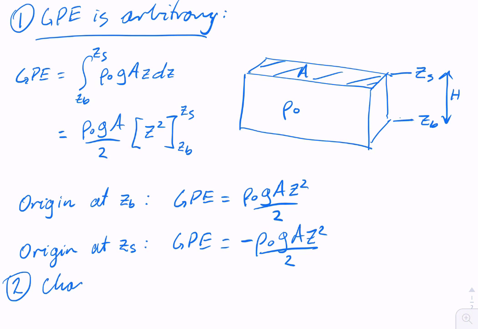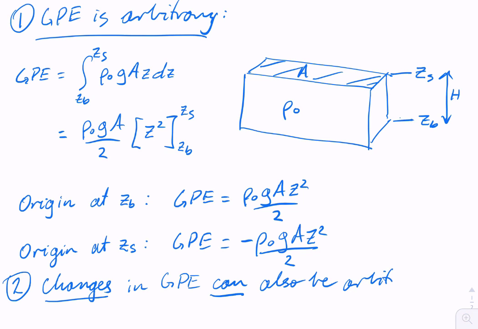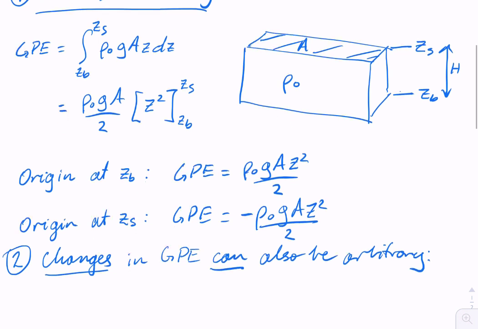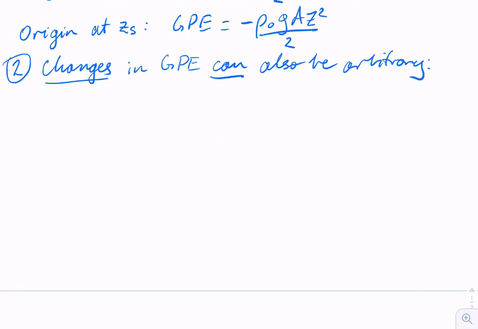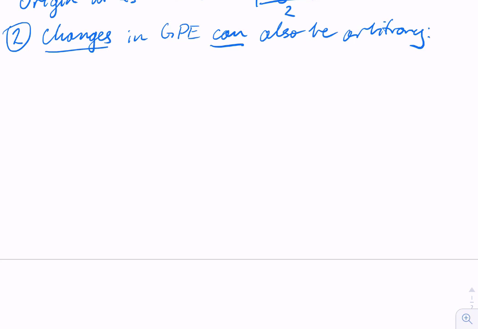But the second reason why GPE is not useful for the ocean is that the change in GPE can also be an arbitrary quantity. To understand how this can occur, let's consider the GPE evolution for our simple rectangular domain, where we now allow density to vary in both space and time. The GPE evolution equation is therefore the time rate of change of GPE on the left is equal to g times the integral over volume of dρ/dt times z dV.